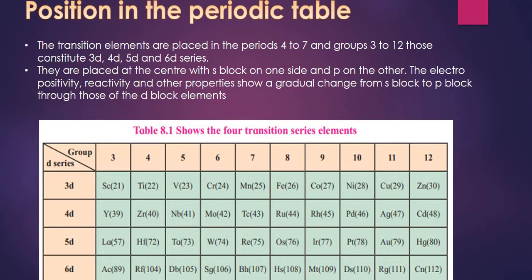Those constitute the 3d, 4d, 5d and 6d series, as you are seeing in the table also. They are placed at the center with the s block on the left hand side and the p block on the right hand side. The electropositivity, reactivity and other properties show a gradual change from s block to p block through those of d block elements.